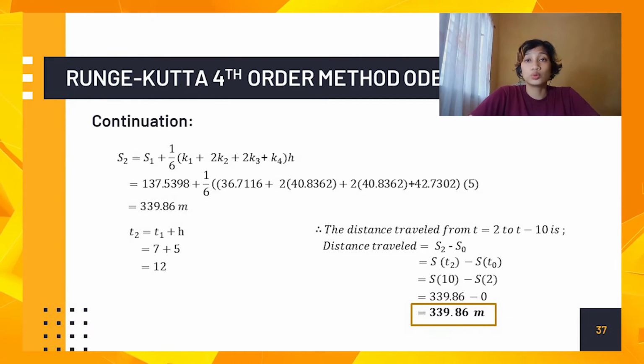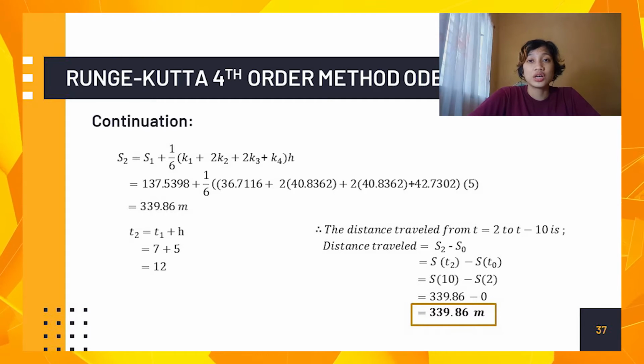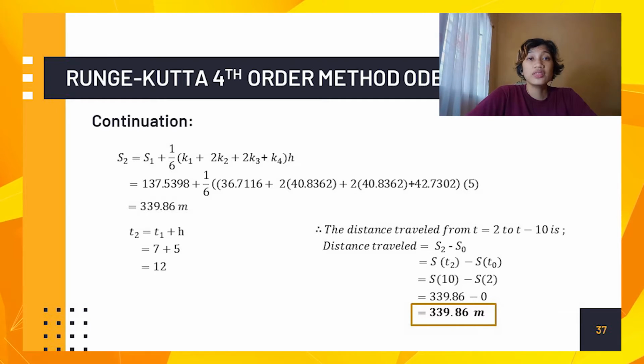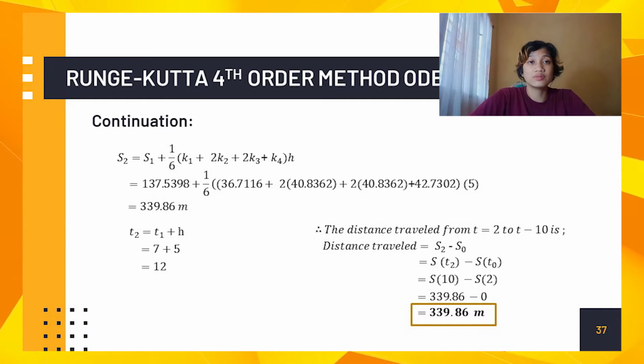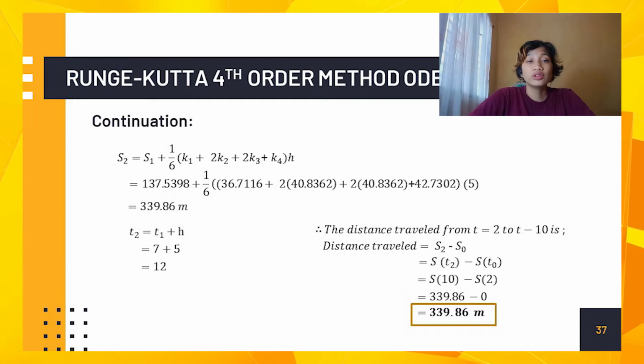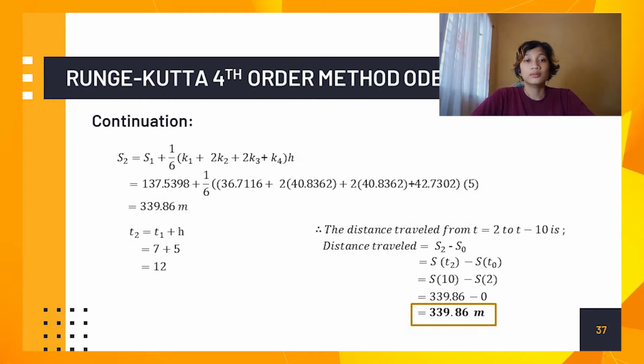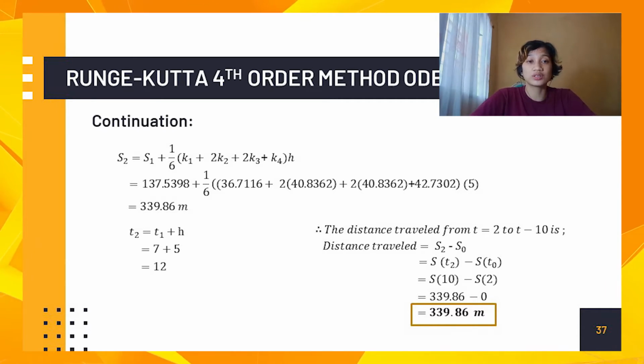For the t sub 2, we have t sub 1 plus h. Substitute the value 7 plus 5 is equal to 12. To get the distance traveled from t equals 2 to t equals 10, the distance traveled is equal to s sub 2 minus s sub 0. Substitute the values 339.86 meters for the s sub 2 and 0 for the s sub 0. The answer is 339.86 meters. So the distance traveled from t equals 2 to t equals 10 is 339.86 meters.